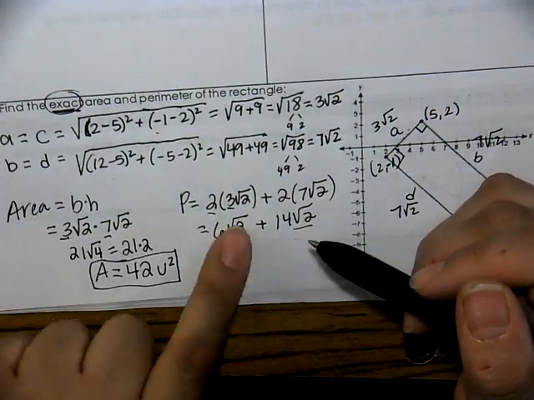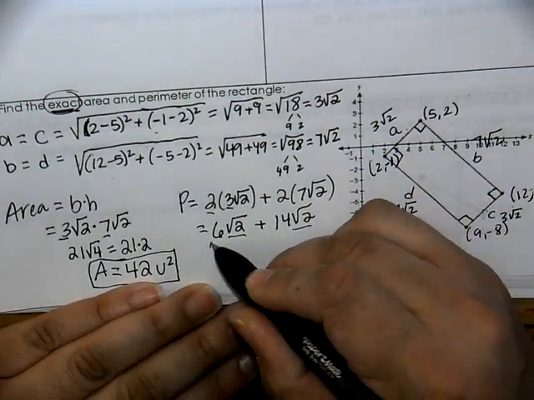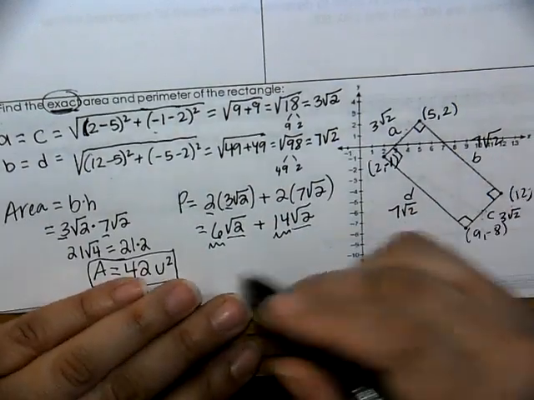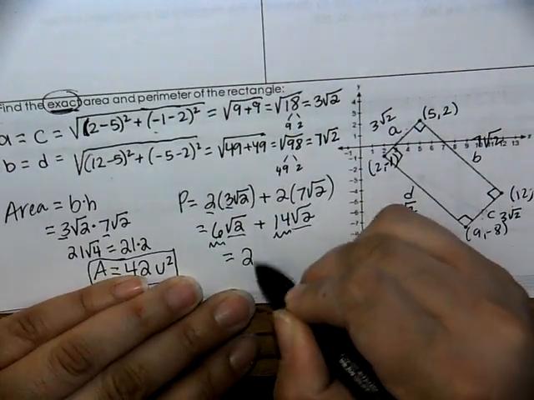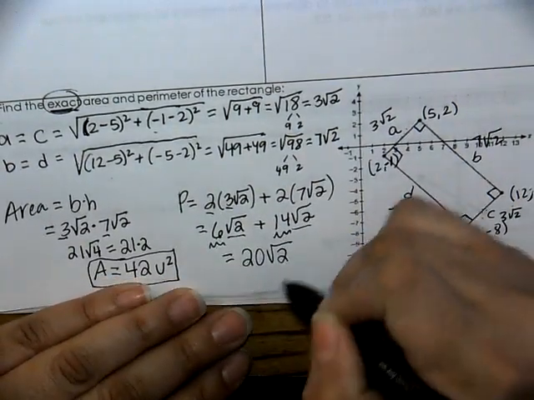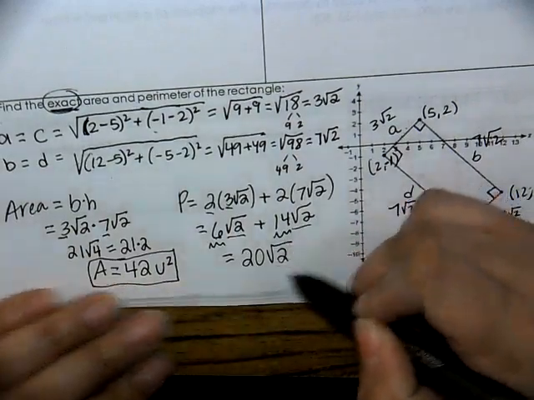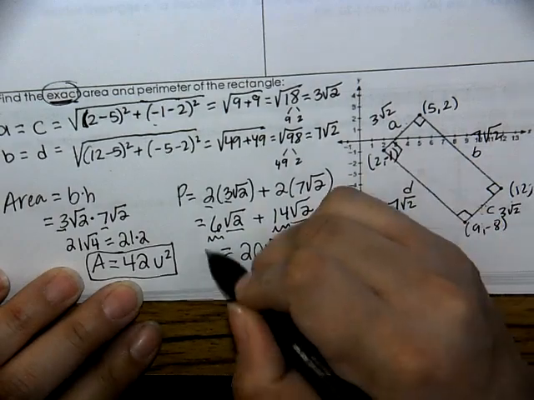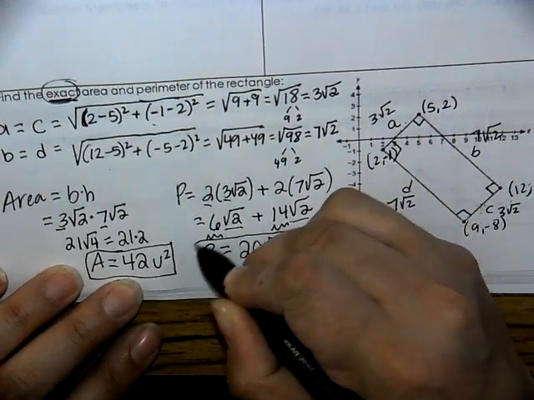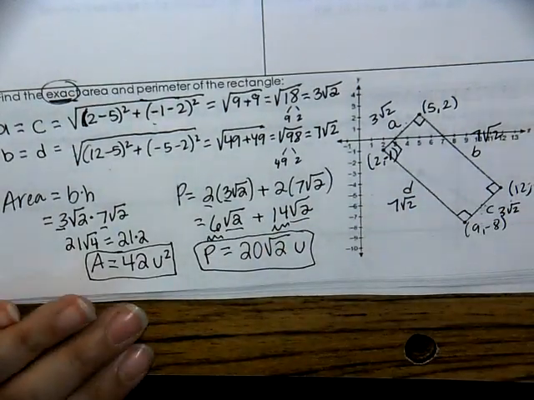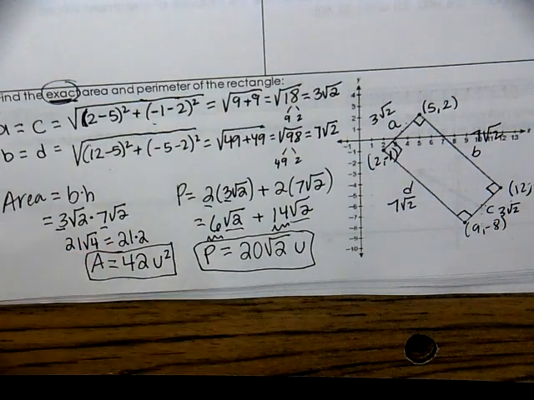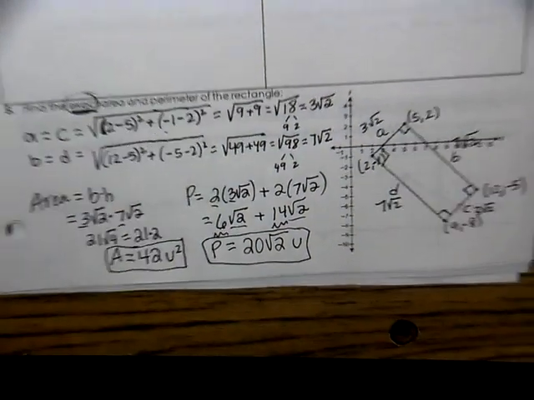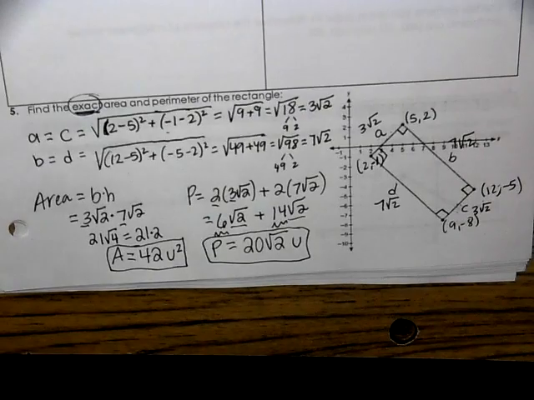Whenever you have square root of the same number, you can add them together by just adding the number parts together. 6 plus 14 is 20, and you get 20 root 2. Don't change the radical part. It stays root 2, and you put a u for units. That is my perimeter. All right, so we are all set here with area and perimeter. I know that was a little bit of a longer day of notes, but the next day should be a little bit shorter.